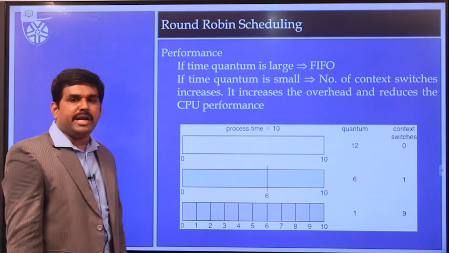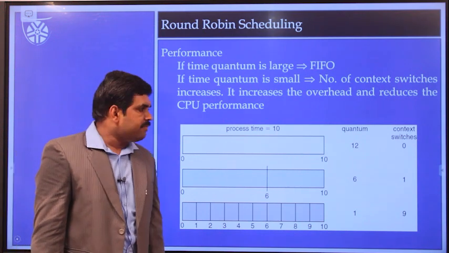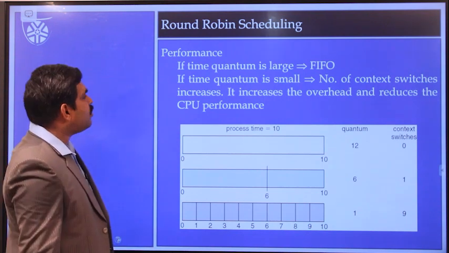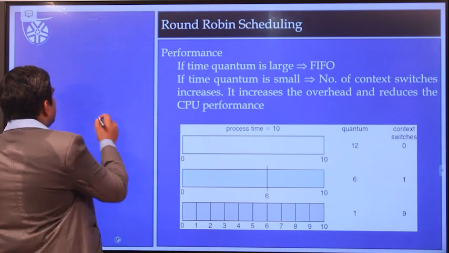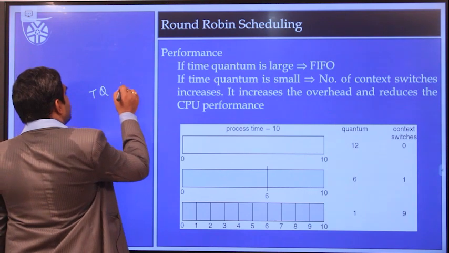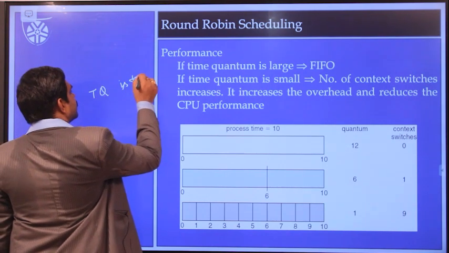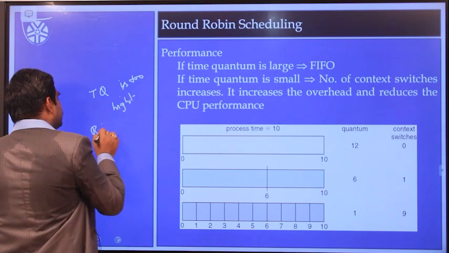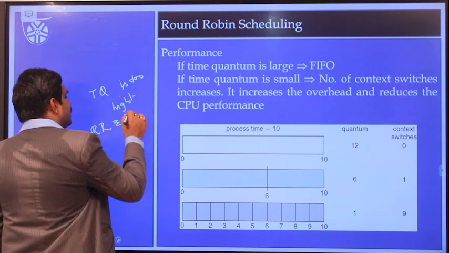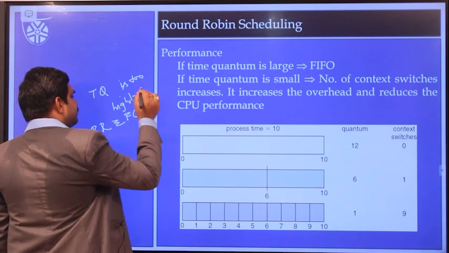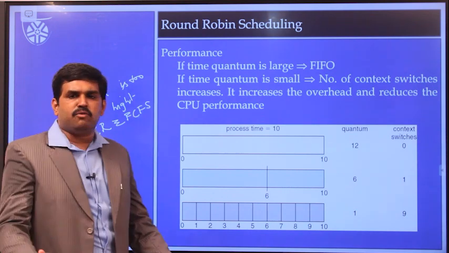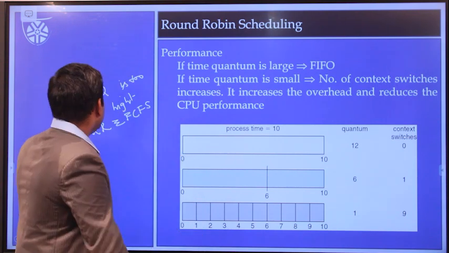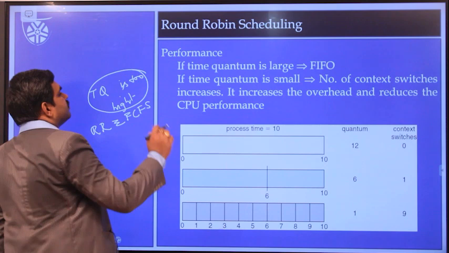Guys, before going to discuss another problem, here a small discussion is given. In the case of the round robin scheduling algorithm, if the time quantum is too high, then round robin scheduling algorithm just behaves like a first come first serve scheduling algorithm. So you would not be able to find any difference between first come first serve and round robin algorithm if the time quantum is too high.